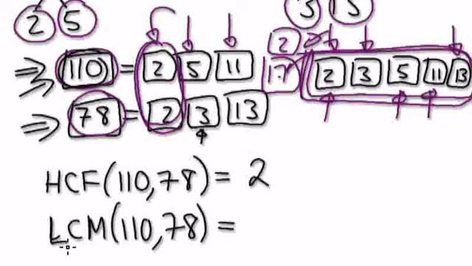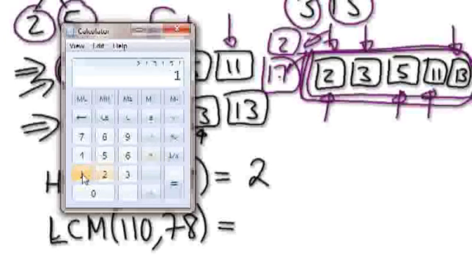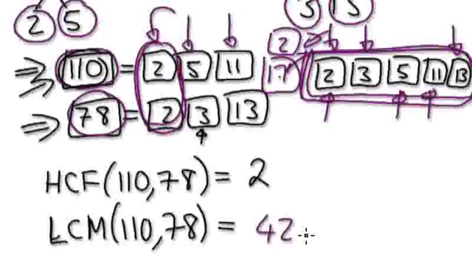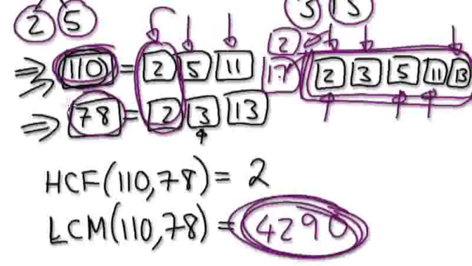Okay, so the lowest common multiple would be all these multiplied with each other. So calculator, clear. It would be 2 times 3 times 5 times 11 times 13, which equals 4290. So this will be your lowest common multiple. Okay, so if you get this number and divide it by this, it will give you a whole number. If you get this number divided by this, it will also give you a whole number.